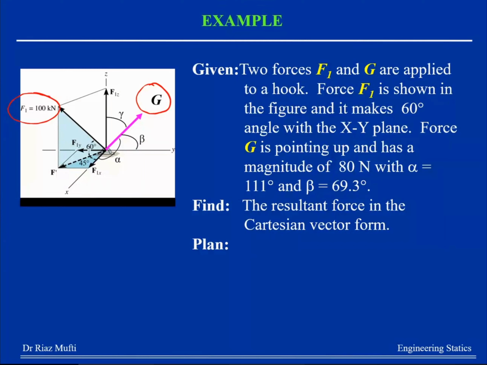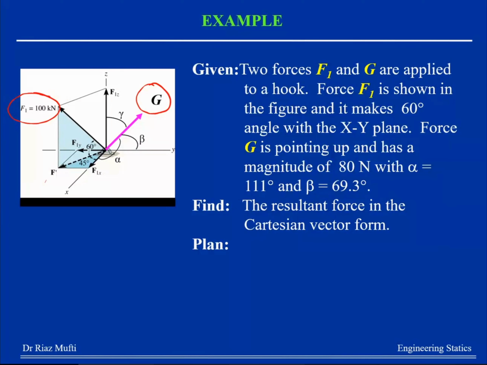So I've got my vector and I've got the 60 degrees that it makes with this plane. Force G is pointed up and has a magnitude of 80 Newton. The magnitude is given, with alpha and beta angles also given. Alpha angle means that the vector makes an angle with the x-axis and beta with the y-axis.